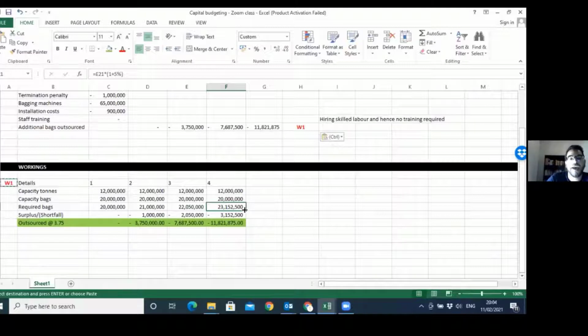We require 23 million. So that means we have the capacity to produce cement that is equivalent to 23 million bags. However, of the 23 million bags, we can only bag 20 million, and the remaining would have to be outsourced, and we can outsource it to BFA at a cost of 375 per bag. Before I move on, do you have any questions on that, or do you get what I'm saying over there?